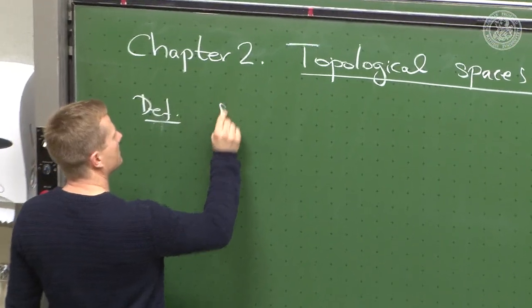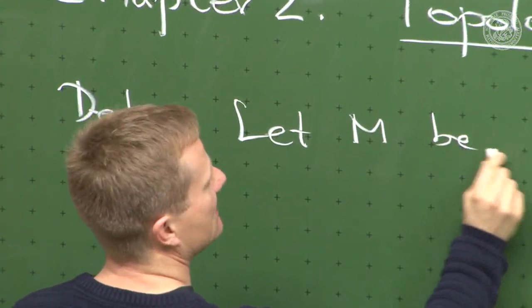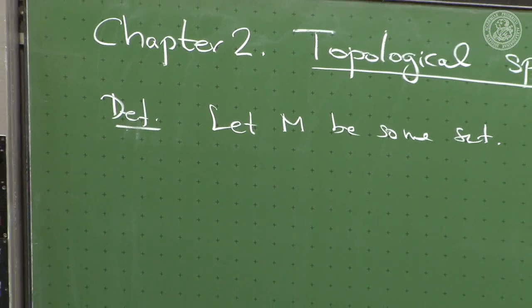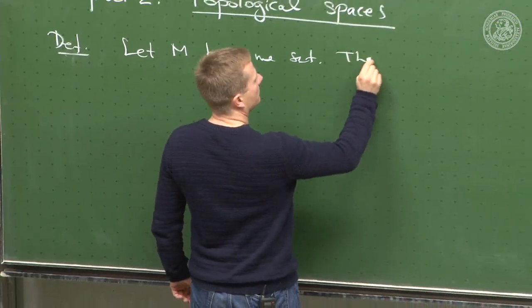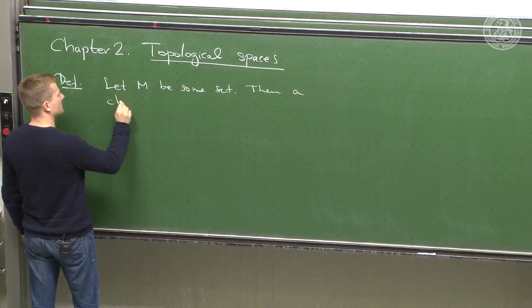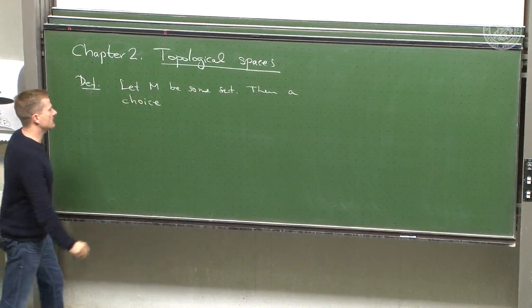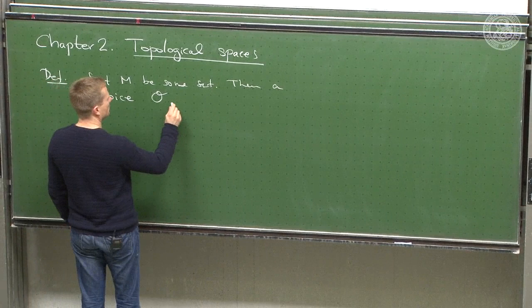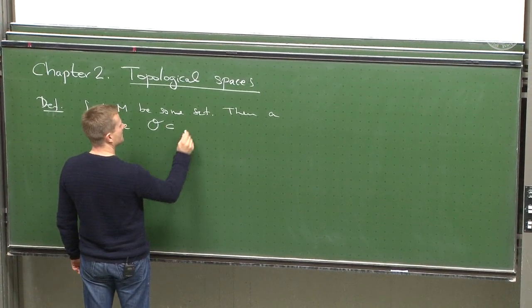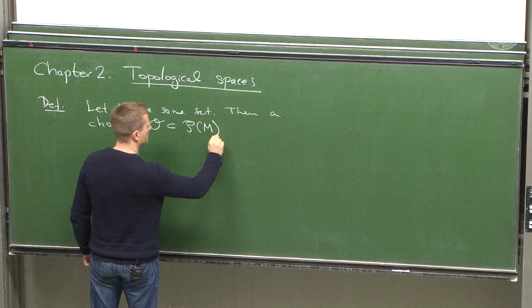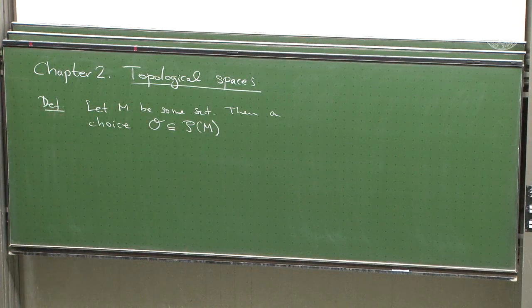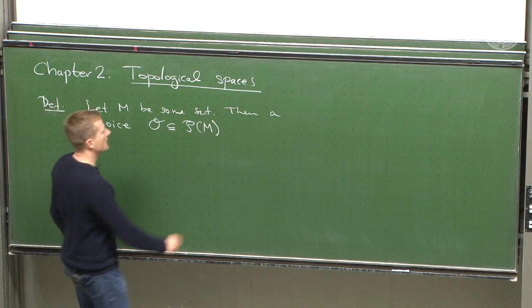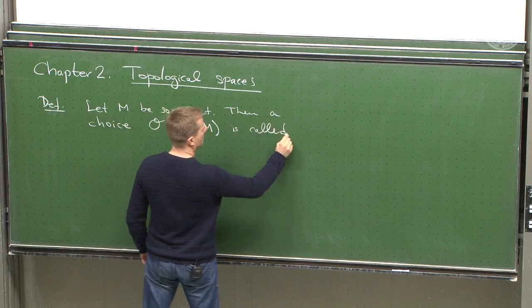Definition: let M be some set. And we know what a set is from axiomatic set theory. Then a choice, so you see you have a choice here, and this choice is called curly O. What is this O? It's a subset of the power set of M. It could be the entire power set. So a choice of subset O of the power set of M is called a topology on M.